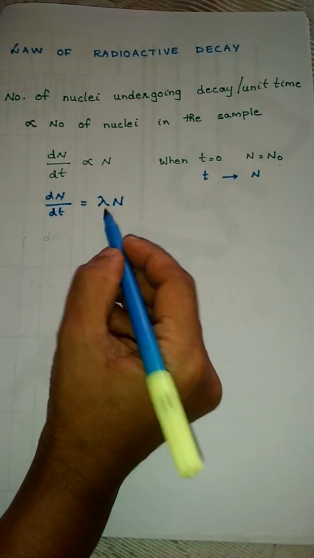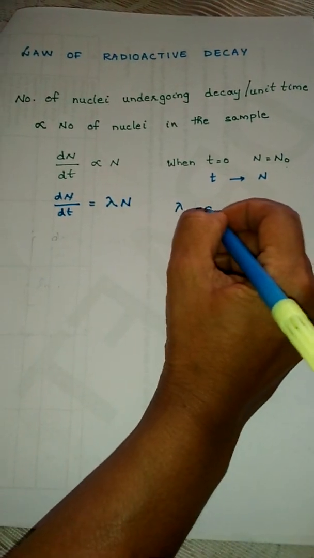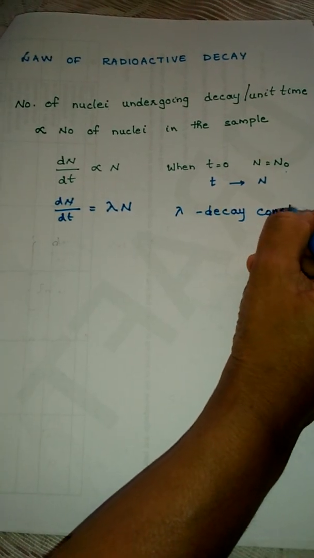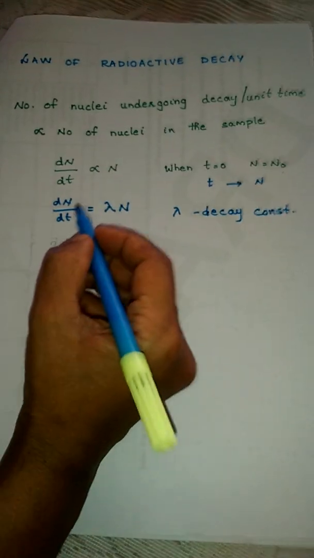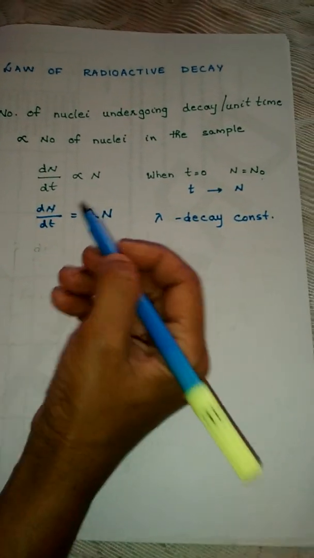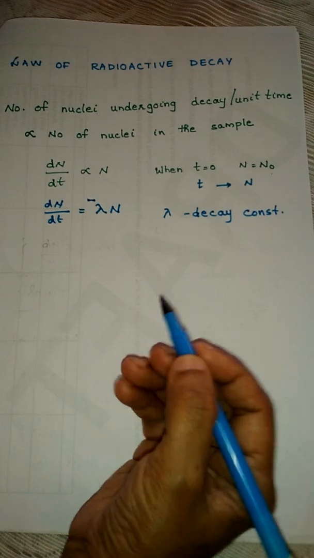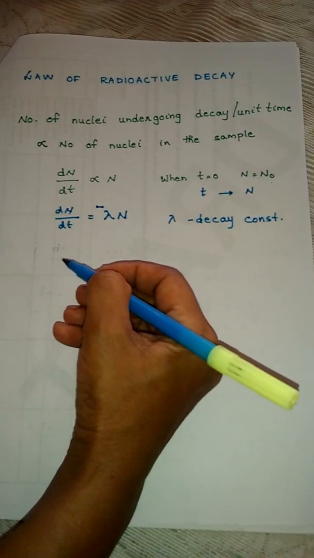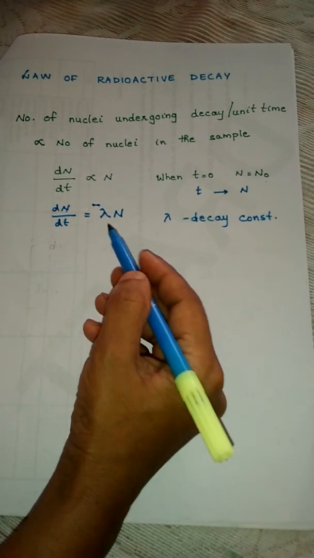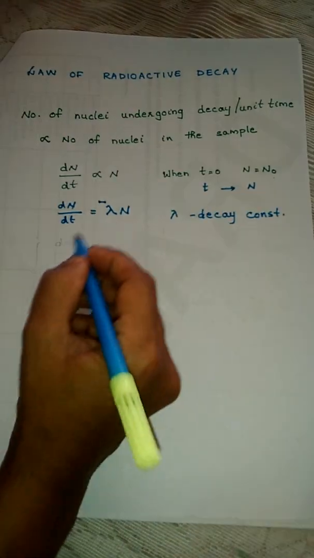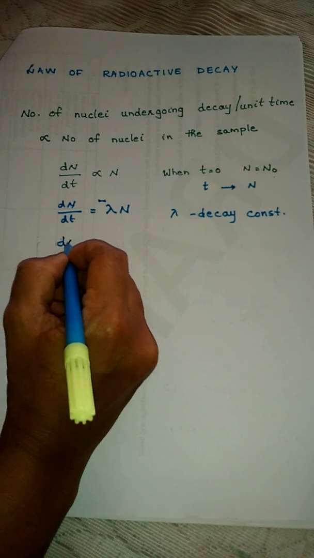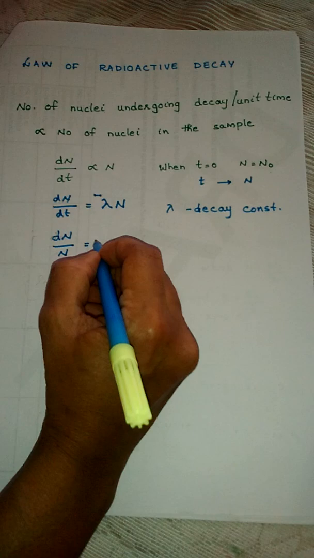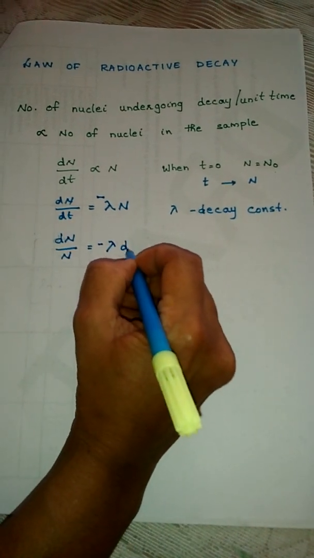Lambda is known as decay constant or disintegration constant. And as the number decreases with time, we are giving a negative sign also. As time goes on, the number of nuclei remaining in the sample decreases. So let us find the value of n. Let us cross multiply and find dn by n. dn by n is equal to minus lambda dt.